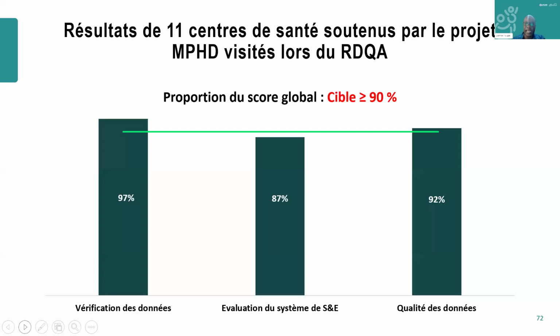Ok, and here we have the global score. We have the data verification score and the system assessment. The system assessment is at 87%, and the quality score here is at 92%. That allowed us to conclude that data verification was 97%. Next slide.